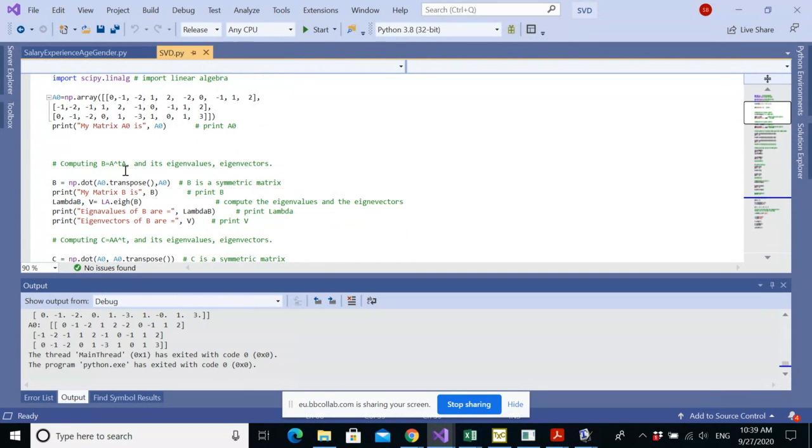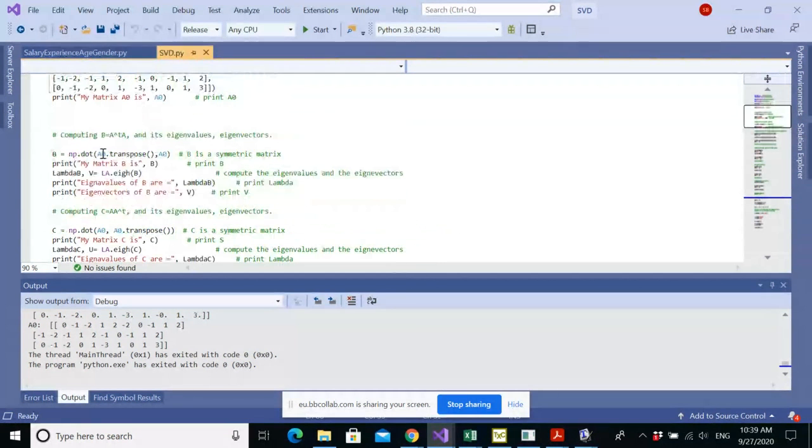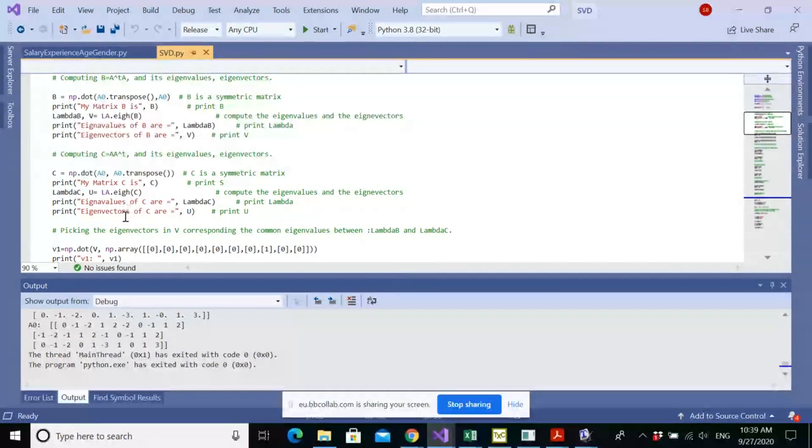And this one is in fact the variance covariance matrix, and it would give me the left singular vectors. I computed also AAT, and as you see, I was able to extract the eigenvalues of B and C and the eigenvectors.